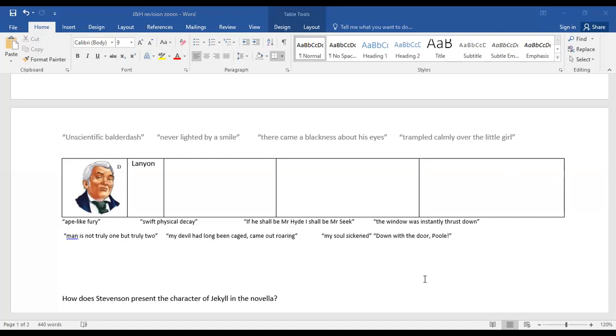Look in your revision booklet, because there are lots of links to the story as well. This is giving you the basic structure for it.